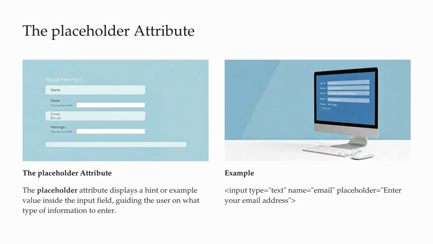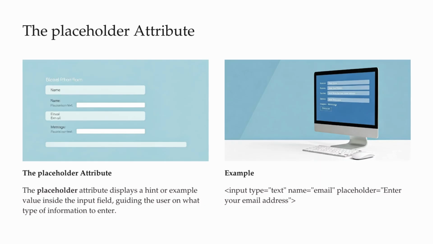The placeholder attribute displays a hint or example value inside the input field, guiding the user on what type of information to enter. Example: input type equals text, name equals email, placeholder equals enter your email address.